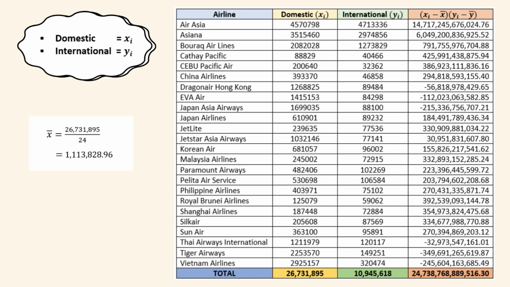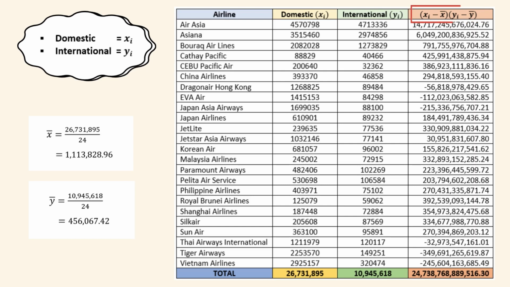To find x bar, we take the total sum of value x and divide by the sample size, which is 24, and the answer is 1,113,828.96. And for y bar it is 456,067.42. Next, we will be calculating using this formula right here.